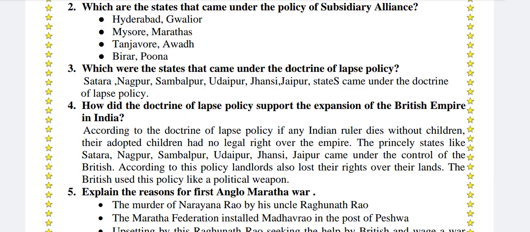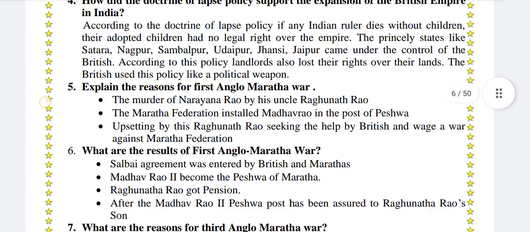How did the doctrine of lapse policy support the expansion of the British Empire in India? According to the doctrine of lapse policy, if any Indian ruler died without children, their adopted children had no legal right over the empire. The princely states like Satara, Nagpur, Jaipur, Udaipur, Sambalpur, and Jhansi came under the control of the British. According to this policy, landlords also lost their rights over the land. The British used this policy like a political weapon.